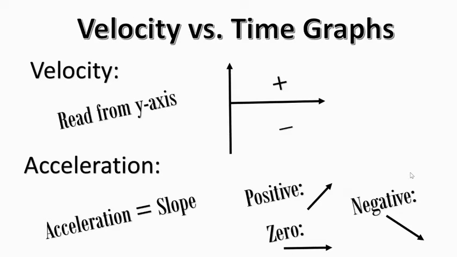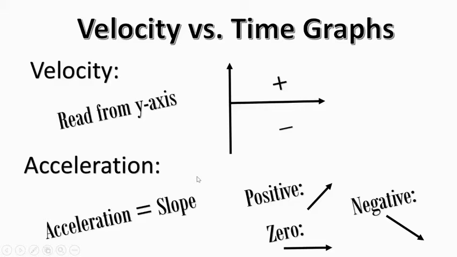Then let's think about velocity graphs. Velocity graphs are the ones where the velocity is on the y-axis, the vertical axis, and time is on the horizontal axis. A couple important things to know about velocity graphs: if the line is above this middle portion, then you have positive velocity, which means the thing is moving away from the reference point. If the line is anywhere below this halfway point, then the velocity is negative. The thing is coming back towards the reference point.